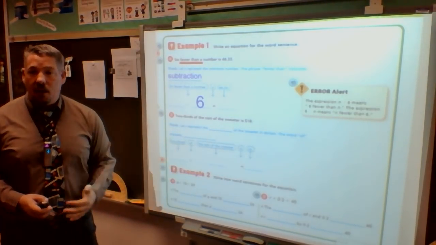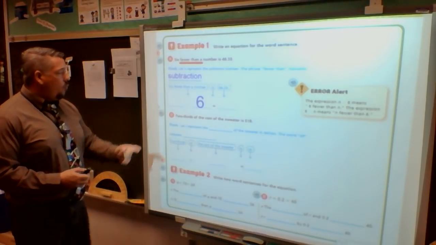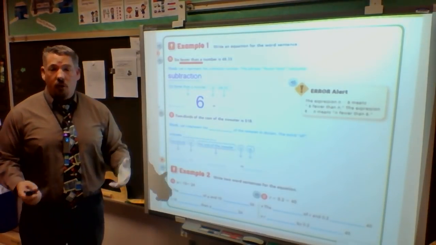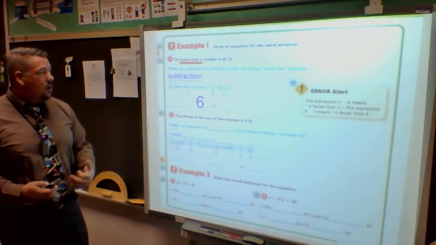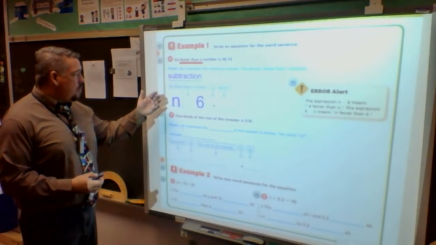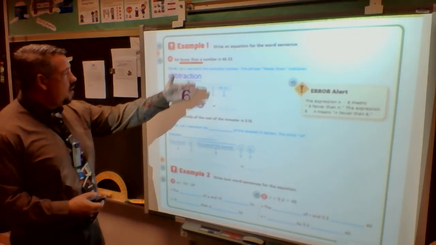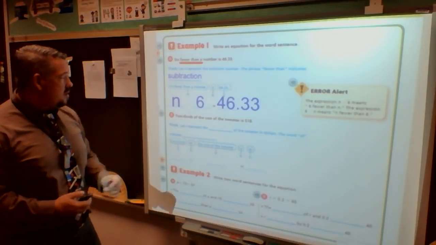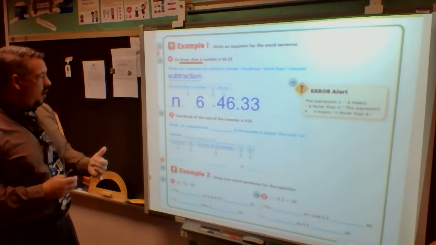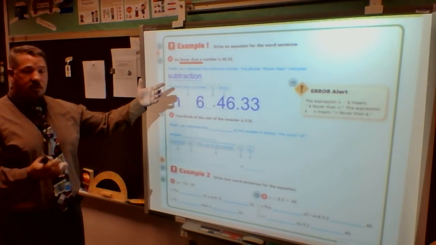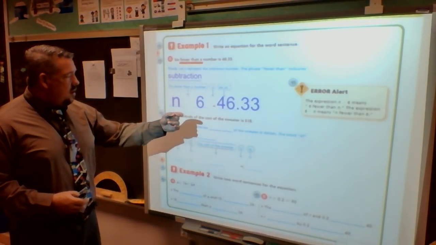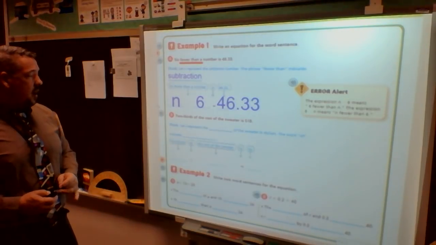It has to be my second term that's in this problem. Well, what comes in front? Well, it says 6 fewer than a number, so I really don't know. So that's where I use my variable. And it just says fewer than a number, so I use n to stand for the word number. So that gives me n minus 6, and what is it equal to? Well, it tells me it's equal to 46 33/100, so I plug that in. That is going to be my algebraic expression, or equation, excuse me. That is my answer.